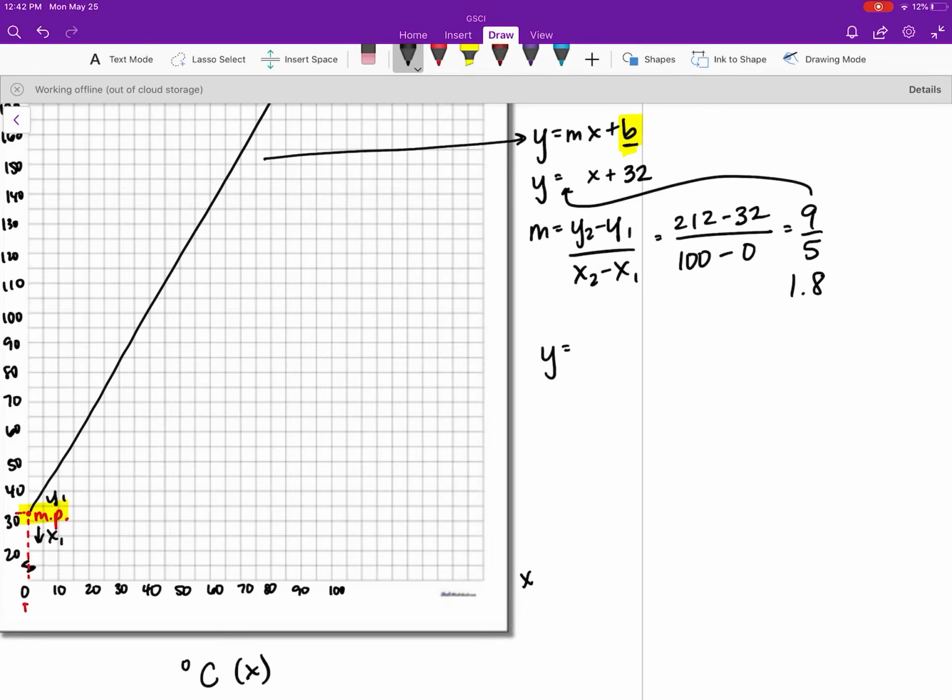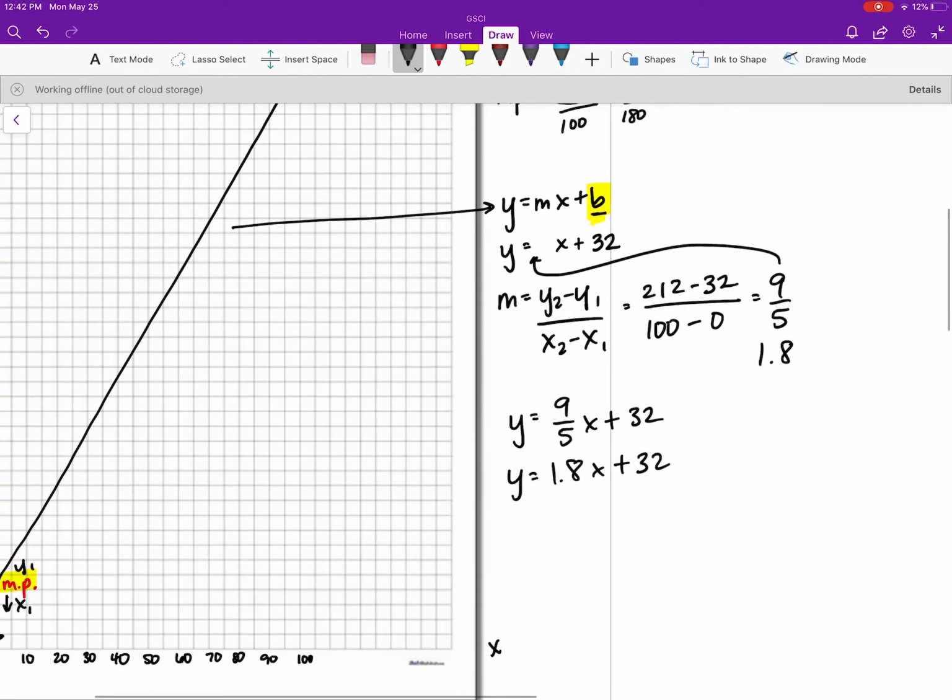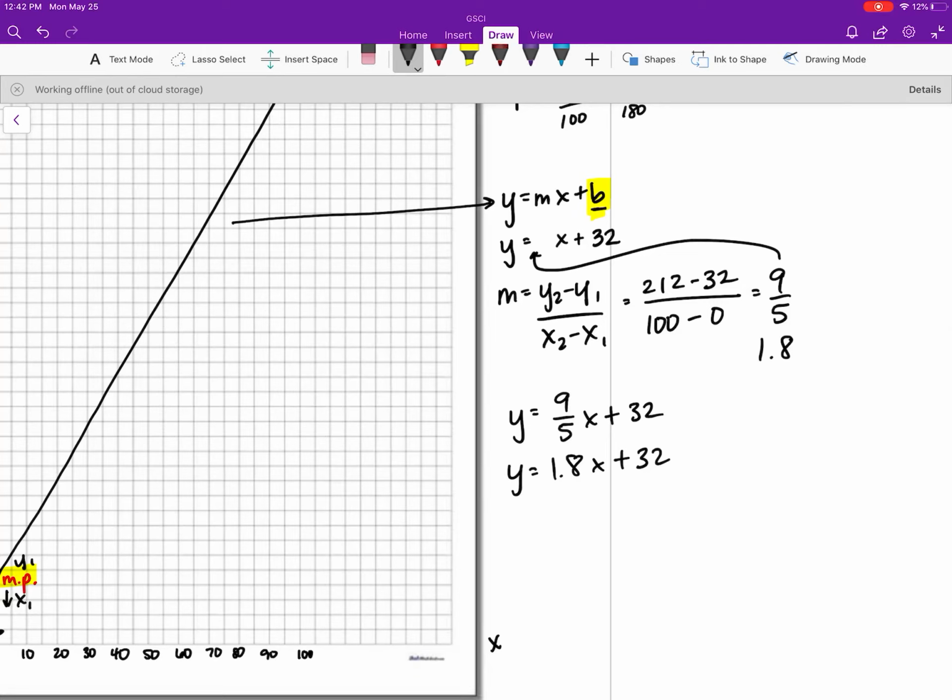So our equation is y equals 9/5 x plus 32, or y equals 1.8 x plus 32. And the key here is that y is Fahrenheit and x is Celsius. So we could say temperature in Fahrenheit is equal to 9/5 times the temperature in Celsius plus 32, or the temperature in Fahrenheit is equal to 1.8 times the temperature in Celsius plus 32. Okay, so these are the equations for converting between Fahrenheit and Celsius.